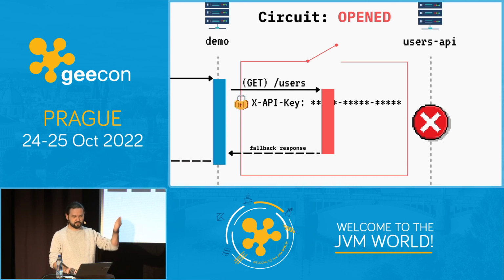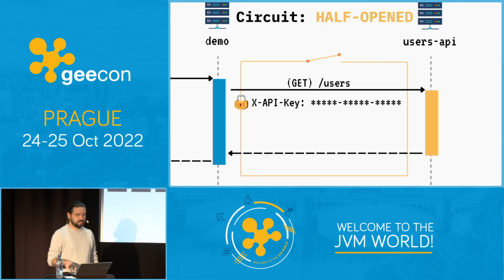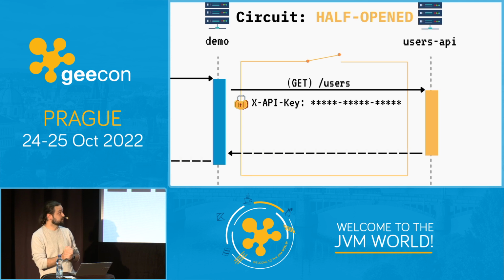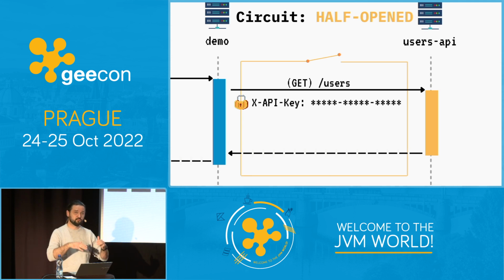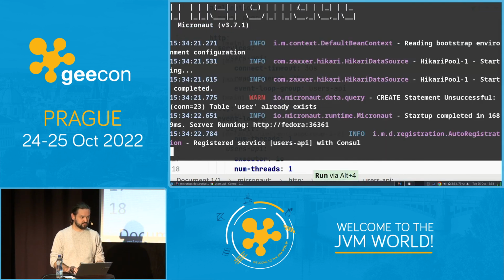Of course, we have the fallback response coming from the circuit breaker client. But after 20 seconds, it will change its state to half-open. And when it's half-open, the next request will try to reach the service and see if the communication can be established. If it works, it will close the circuit. If not, it will open it again. So let's see how we can add this thing to our system.